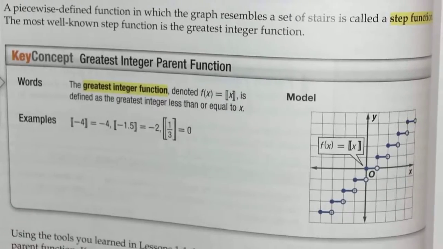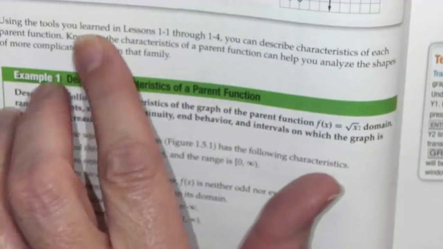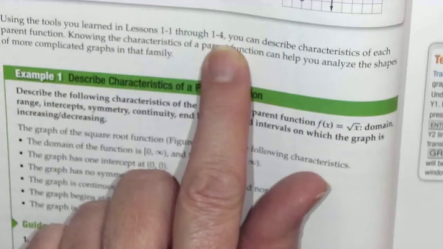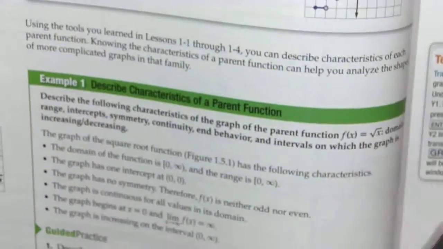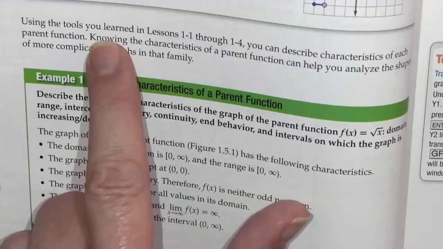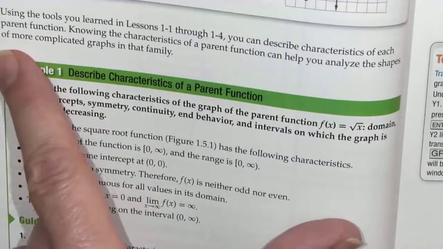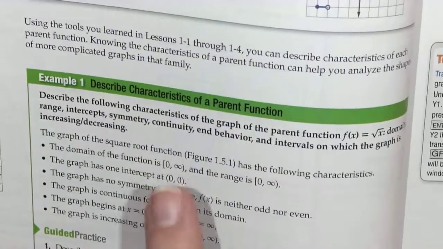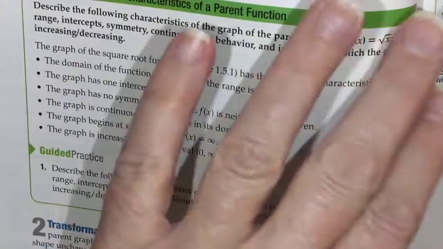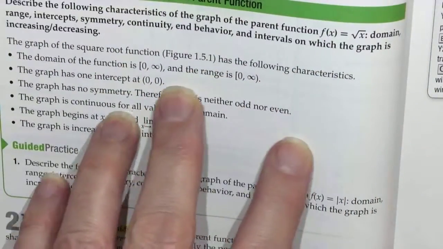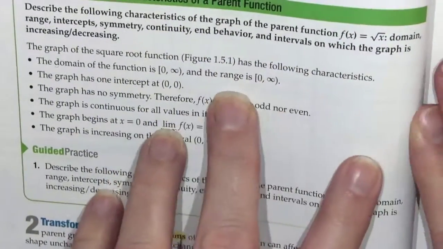All right, good deal. Now, using the tools you learned in Lesson 1.1 through Lesson 1.4, you can describe characteristics of each parent function. Knowing the characteristics of the parent function can help you analyze the shapes of the more complicated graphs in the family. Okay, so that is the idea, to analyze what's happening to the graphs. You're going to need and be expected to know how to do that.